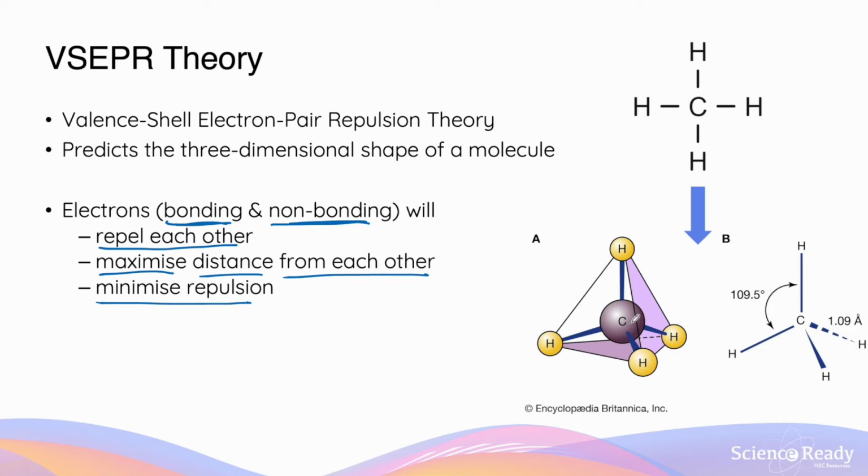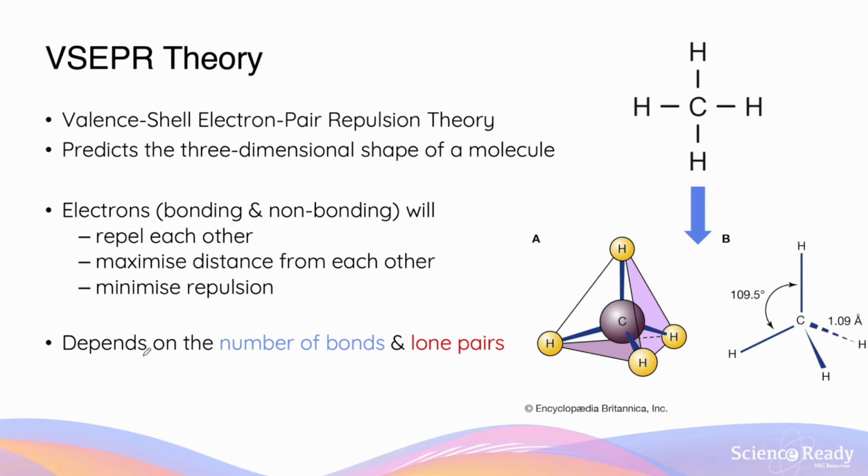This is why in this particular structure for methane, you see that the bonds between the carbon and the hydrogens are spread apart so that they are evenly spaced away from each other to achieve this minimal repulsion. The exact shape or geometry predicted by VSEPR theory depends on the number of bonds that the atom is connected to, as well as the number of lone pairs, and these are referred to as non-bonding electrons.